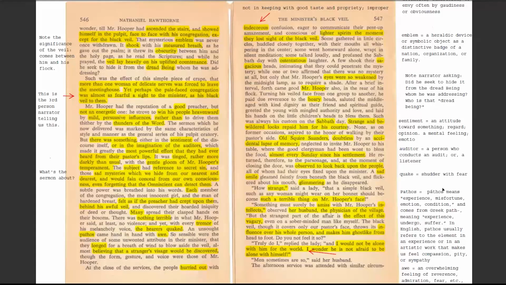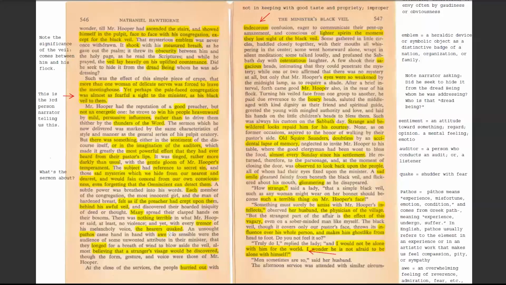What's pathos? The experienced misfortune, emotion, condition, from the Greek meaning experience. In English, pathos usually refers to the element in an artistic work that makes us feel compassion, pity, or sympathy. So the way it's used here, an unsought pathos, an unsought emotion, sympathy, came hand in hand with the awe. They're awed, and yet they feel all these emotions. There's tons of emotions going through them as this guy talked.